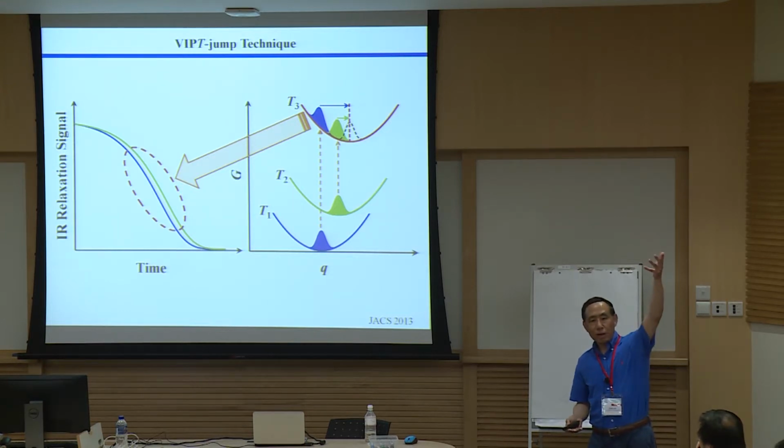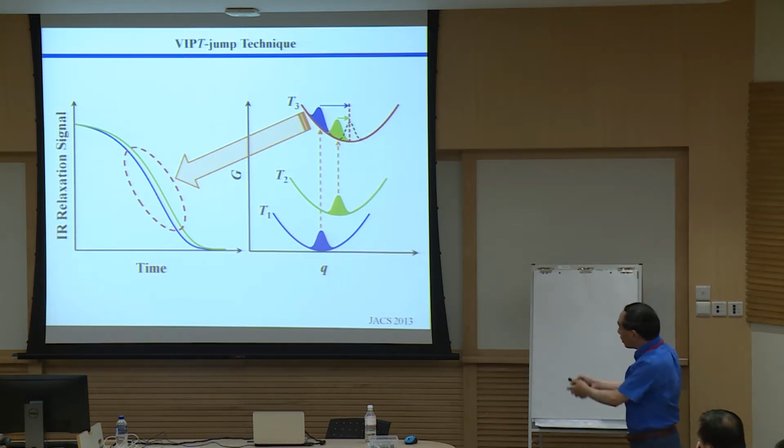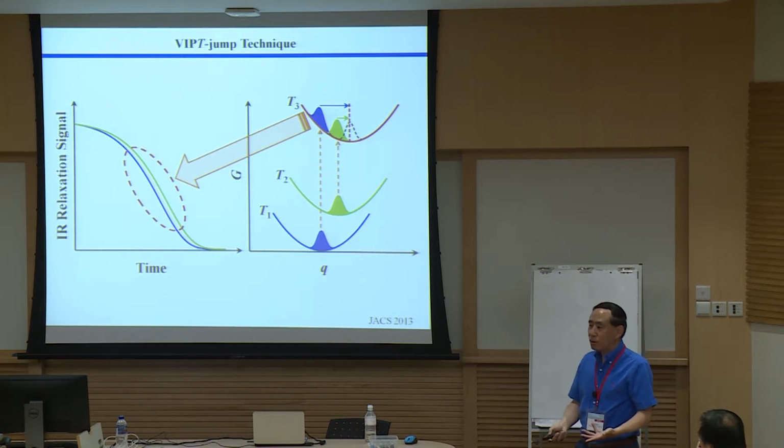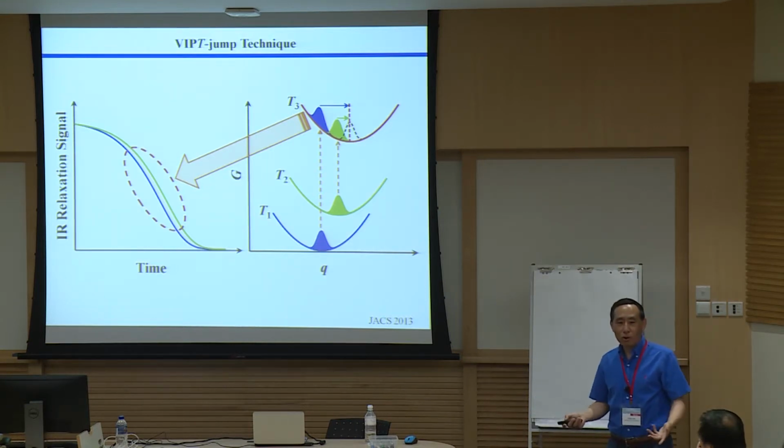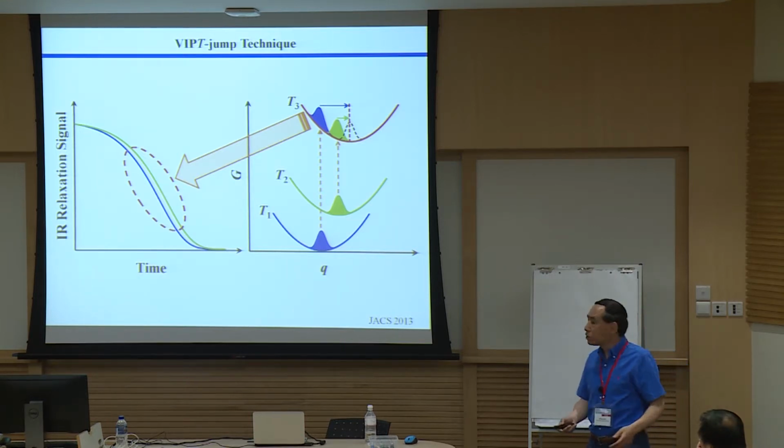Then you can prepare your Franck-Condon state at a different place, at the excited state. Here, what we do is that we fix the final temperature. We vary the initial temperature, right? So I guess the students are very smart at creating acronyms. We call it VIP T-jump, basically variable initial potential temperature jump.